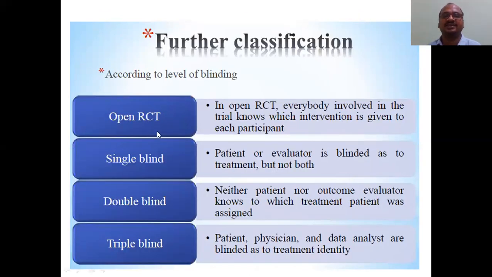In open RCT, everybody involved in the trial knows which intervention is given to each patient. Single blind, patient or evaluator, only one is blinded. Either patient or evaluator is blinded, only one person. Double blind, neither patient nor outcome evaluator knows. And triple blind, patient, physician, and data analyst are blinded. They do not know. Now I think it is very clear, I have explained it clearly.